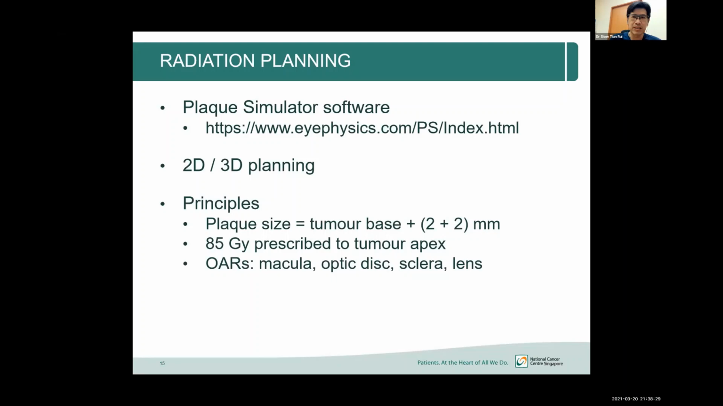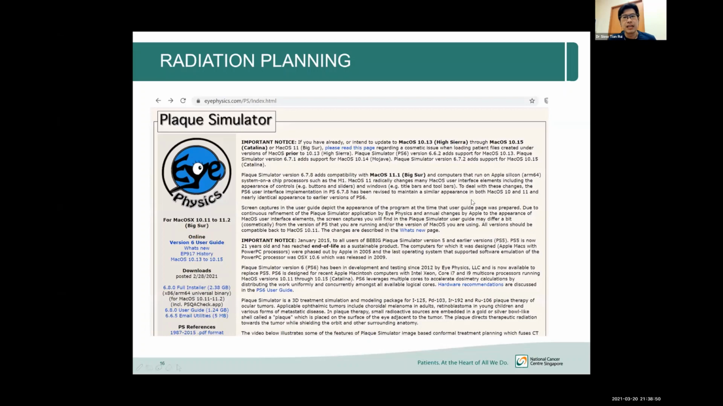As mentioned, we will try to prescribe a minimum of 85 grays to the tumor apex. And the doses we look at in terms of OAR, which stands for organs at risk, are those on the macula, the optic disc, the sclera, and the lens. Now, this is the plaque simulator. This is a website to download the plaque simulator.